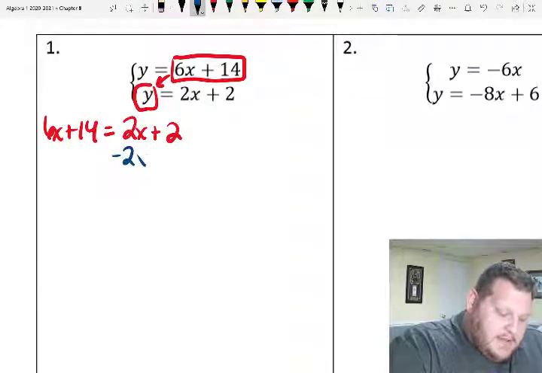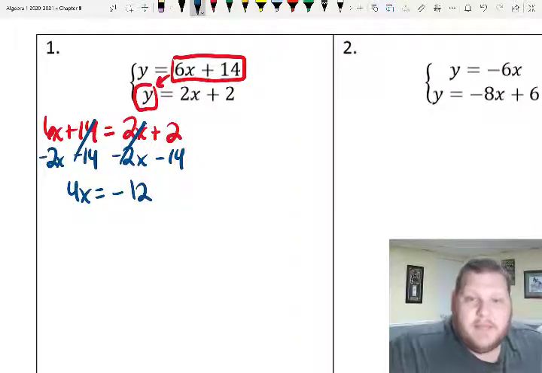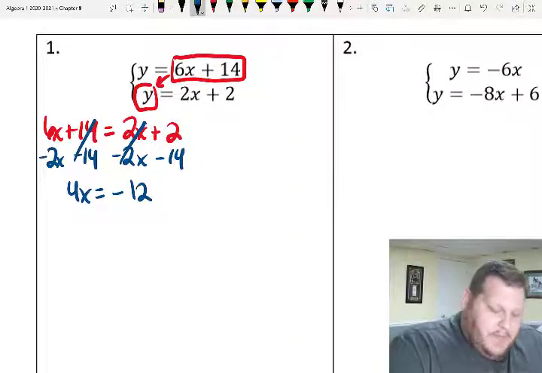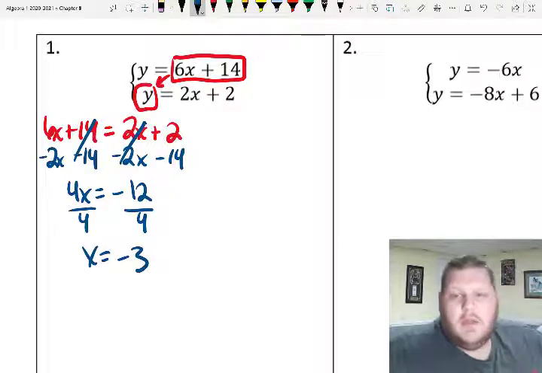I'm going to get my x's together on the same side, constants together on the other. So I end up with 4x on the left side, negative 12 on the right. That gives me, divide by positive 4, and I get negative 3 is my x value.